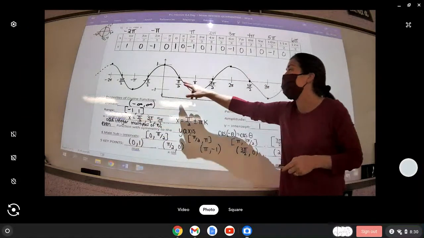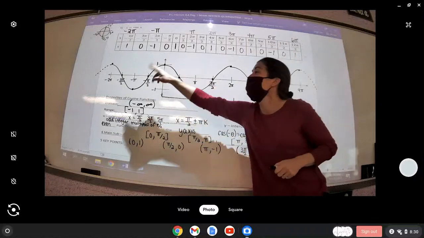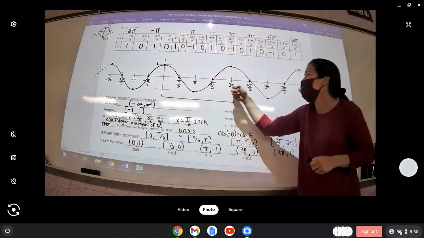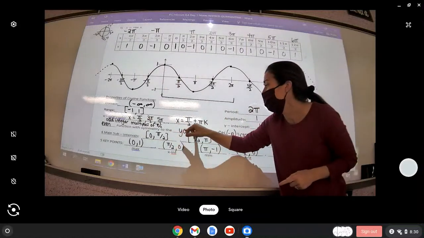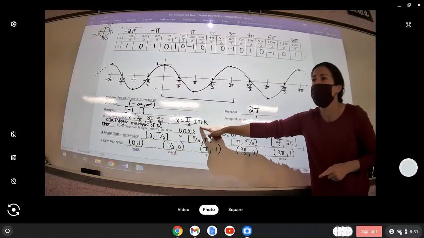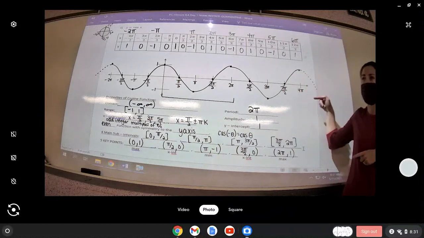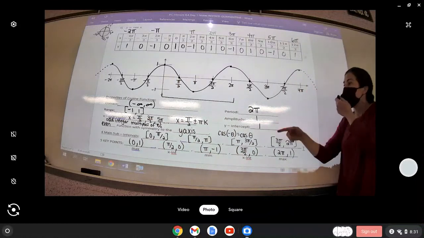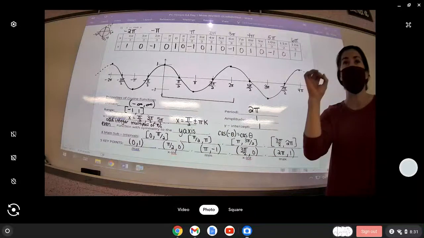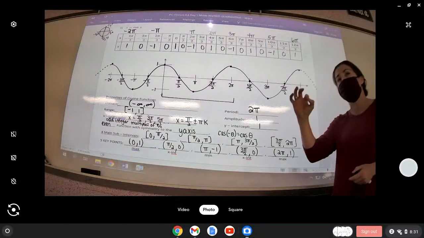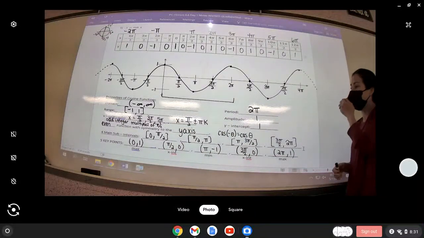So the cosine crosses the x-axis at plus or minus odd integer multiples of pi over 2. So I said pi over 2 plus or minus, each x-intercept is pi units away from the next one, so pi times k. The y-intercept is up there at 1. Remember, the sine had a y-intercept at 0 because sine started at 0. 0, 0 was the first key point.